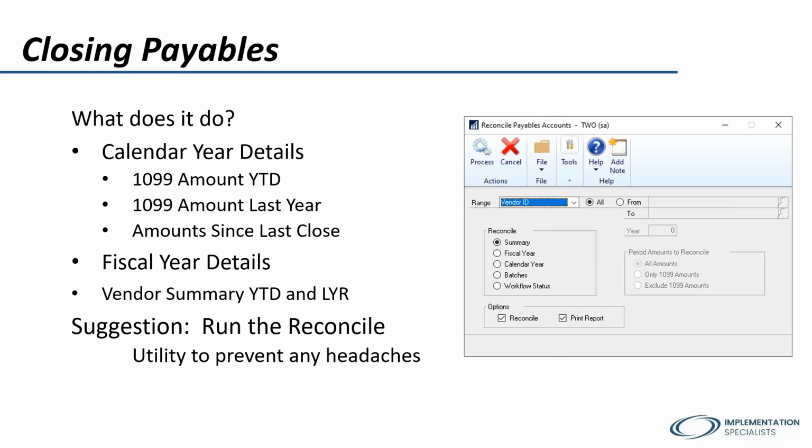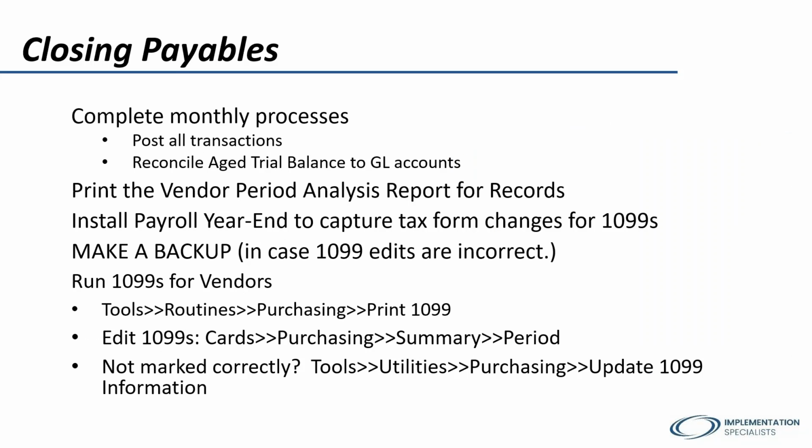You just want to make sure that if you're looking at a summary report, it's as accurate as possible. Again, we complete the same processes that you should be following through the month end. Post all of your transactions, reconcile to your GL, print the vendor period analysis reports for your records.